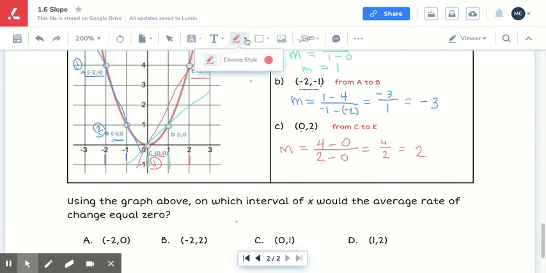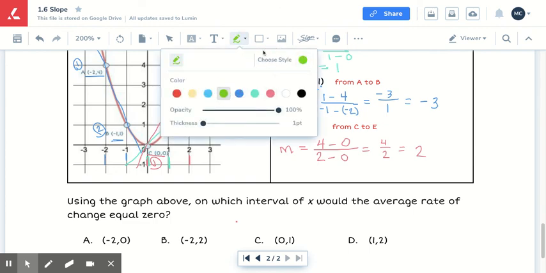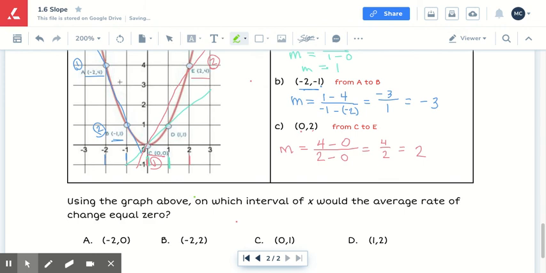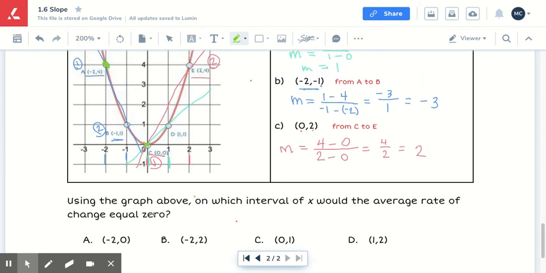All right, welcome back. So for this one, for the average rate of change from negative 2 to 0, x is negative 2 here, and x is 0 here. I can tell just from looking at it, if I were to sketch in that secant line, that would have a negative slope. So the average rate of change on that one would be a negative number, which is not the same as 0. So I can say A is not the right answer.